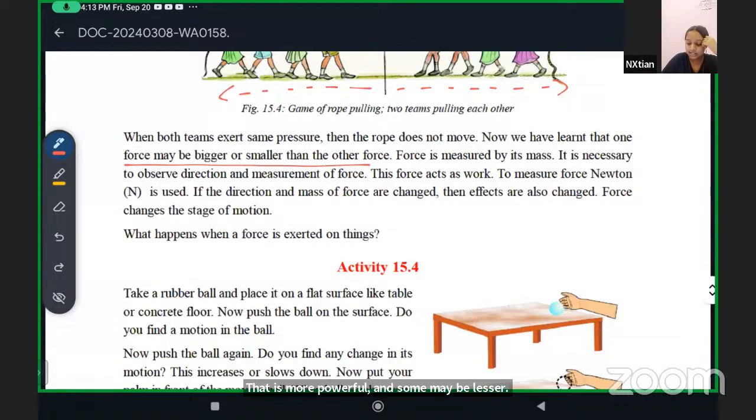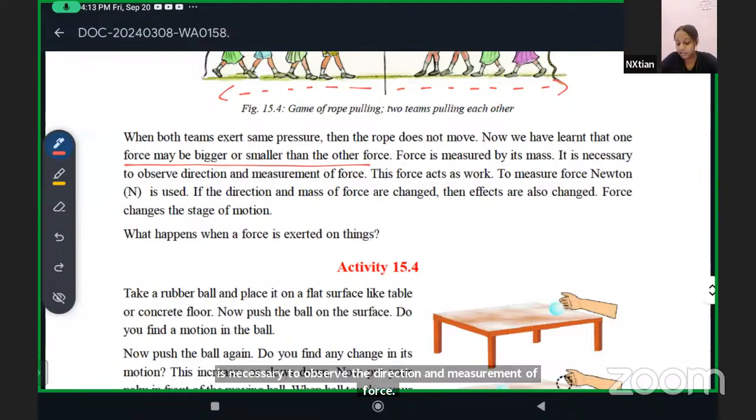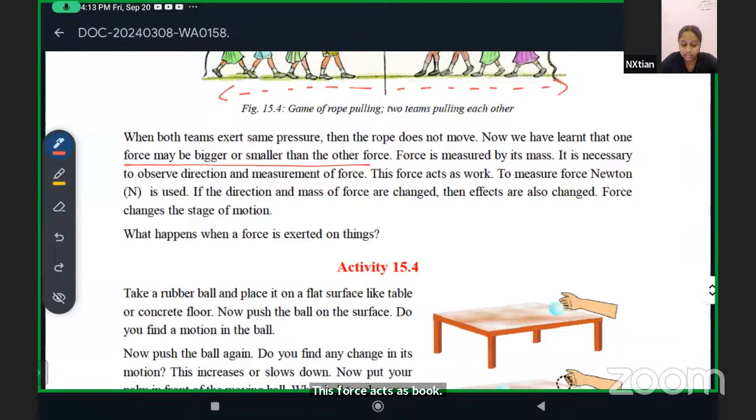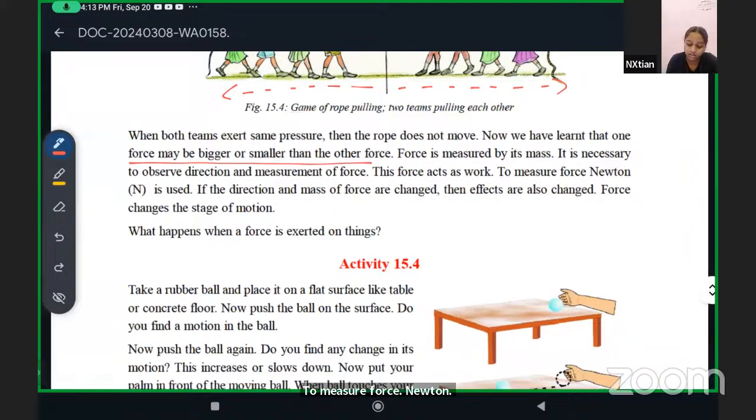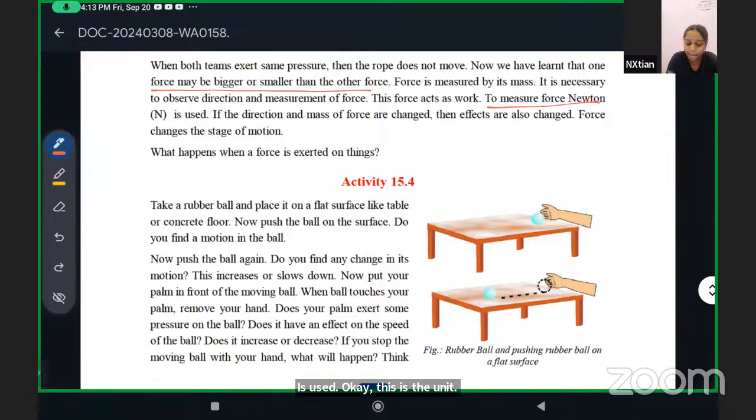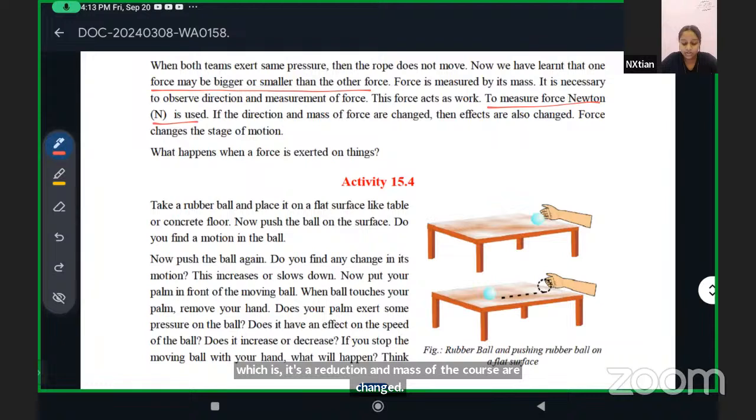Force is measured by its magnitude. It is necessary to observe the direction and measurement of force. This force acts as work. To measure force, the Newton is used. This is the unit to measure force, N. If the direction and magnitude of the force are changed, then the effects are also changed. Force changes the state of motion.